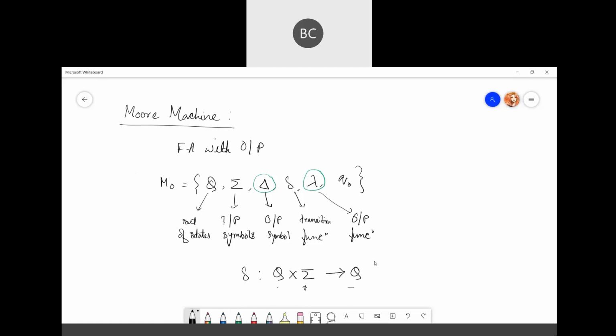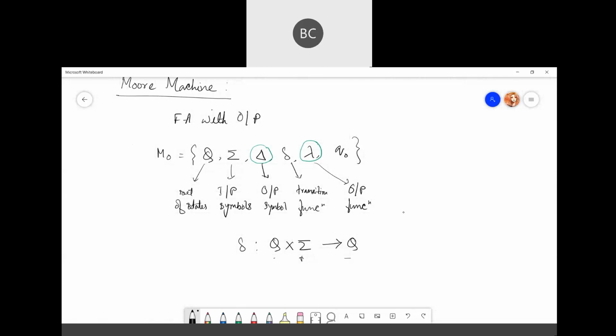So what is the output function here? It's simply Q goes to output. That means from one state you will get the output. And this is simply your initial state, just like your DFA. The only new things are your output function and output symbol. The rest is just like your DFA.